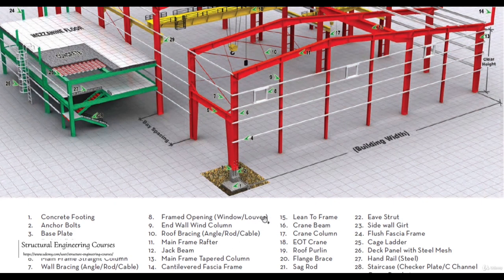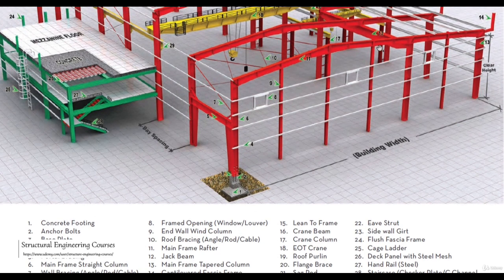Louvers are basically made for ventilation purposes. So if you don't know louvre, you can Google it, and after seeing the picture, I'm sure that you will understand what exactly a louvre is. 9th is the end wall wind column. So these are the end wall wind columns.